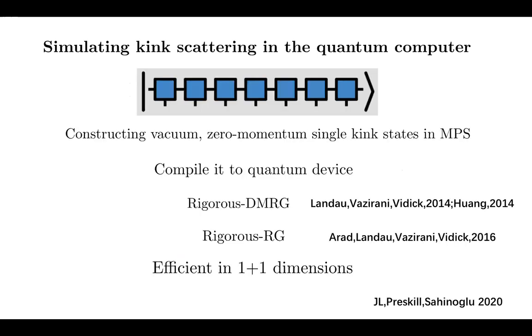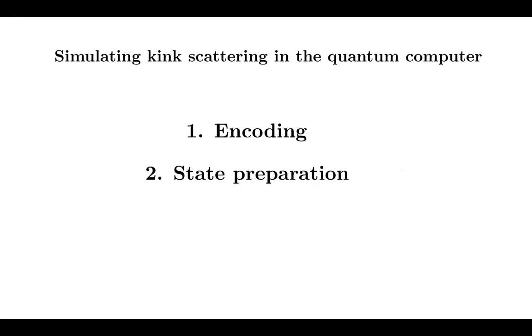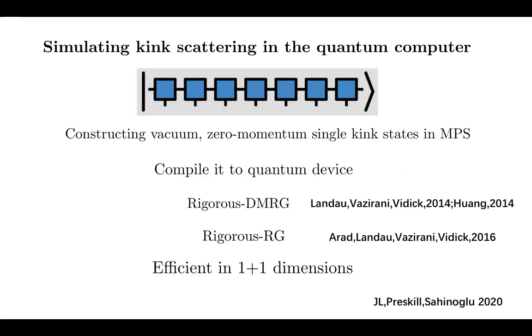Okay, so currently we are trying to simulate the state preparation specifically using classical methods, and then later I will compile them to the quantum computer. Why did we do this? Because we don't really know how to prepare the kink state directly in the quantum computer, because it is a complicated topologically non-trivial object. In a strongly coupled case, you don't really have that much theoretical control. But we know that matrix product state methods could efficiently deal with this problem.